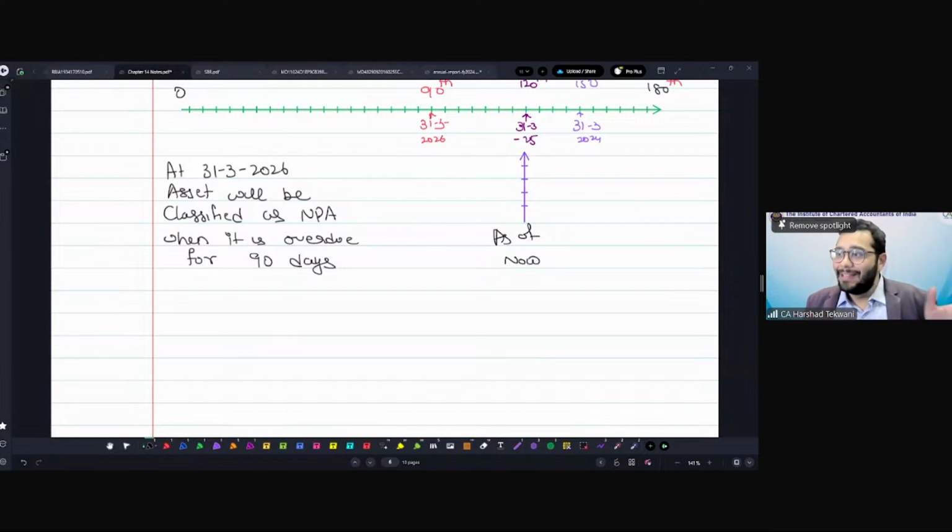Because why is it necessary to understand NPA? The calculation is, now the classification will run on the basis of NPA. Trust me, whatever classification we will see, it will run on the basis of NPA. So it is very important for us to understand what NPA is and how the NPA is calculated. Then only you will be able to understand NPA and other asset classification.